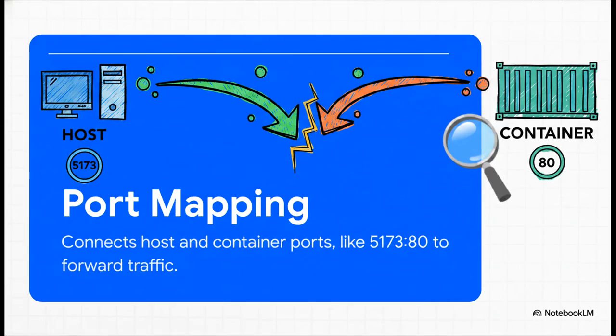Finally, we've got port mapping, which bridges the digital gap. By mapping host port 5173 to container port 80, you open a direct pipeline. This allows you to access the isolated container directly from your local browser. It literally routes the traffic from your machine straight into the application's internal doorway.